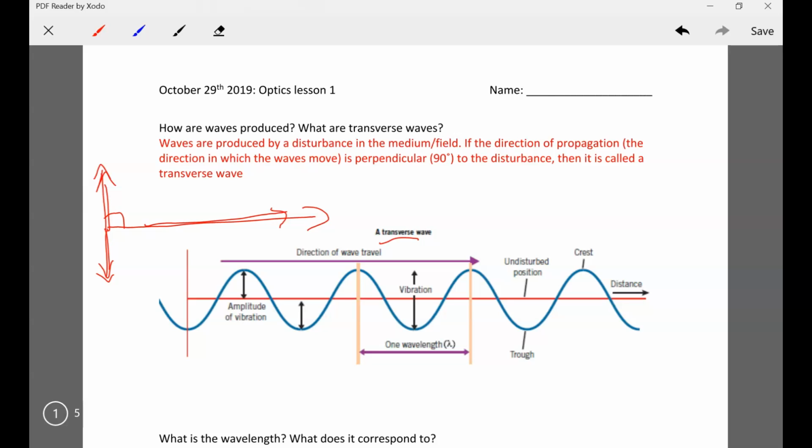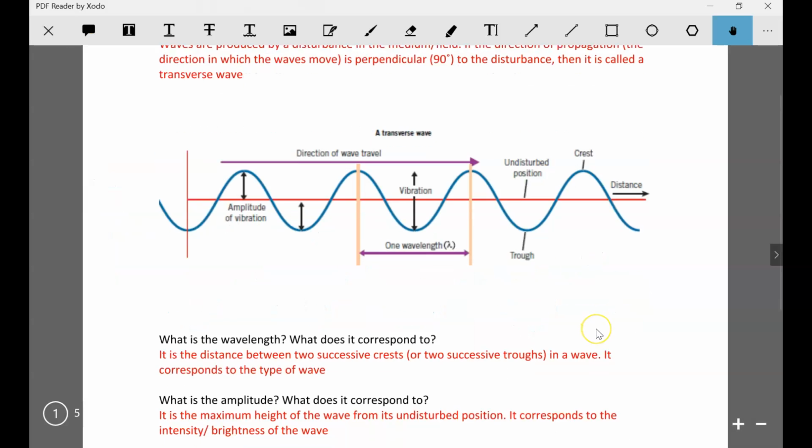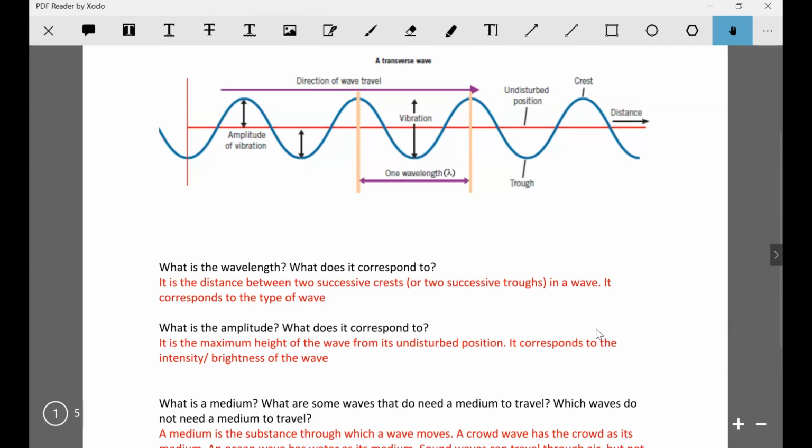So this is the diagram of a transverse wave. There's a couple of important points that we have to note. We have a crest, it's the top of the wave. We have a trough, just the lowest point of the wave. And there are some definitions that we also learned.